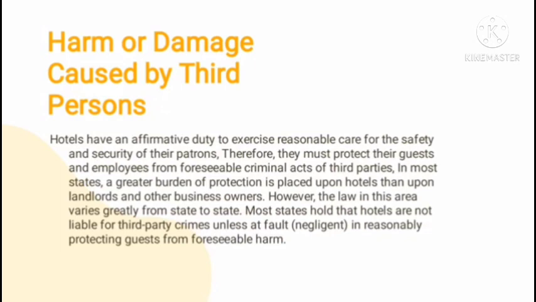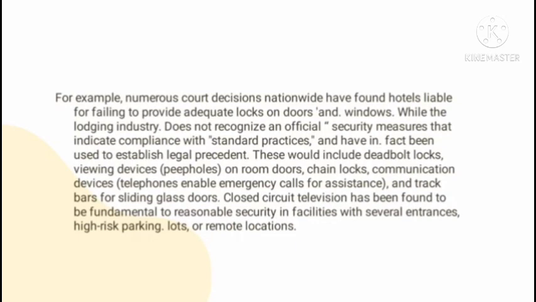guests from foreseeable harm. For example, numerous court decisions nationwide have found hotels liable for failing to provide adequate locks on doors and windows. While the lodging industry does not recognize official security measures, certain measures indicate compliance with standard practices and have in fact been used to establish legal precedent. This would include deadbolt locks, viewing devices or peepholes on room doors, chain locks, communication devices like telephones enabling emergency calls for assistance, and track bars for sliding glass doors.